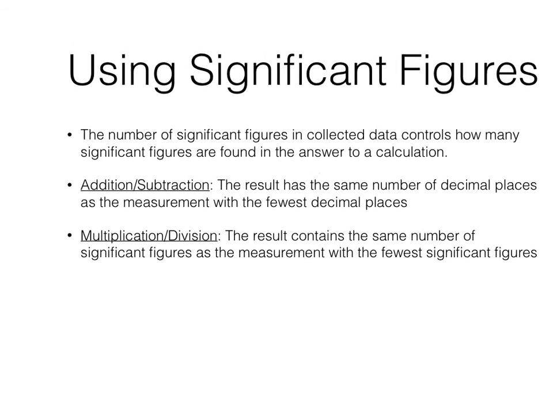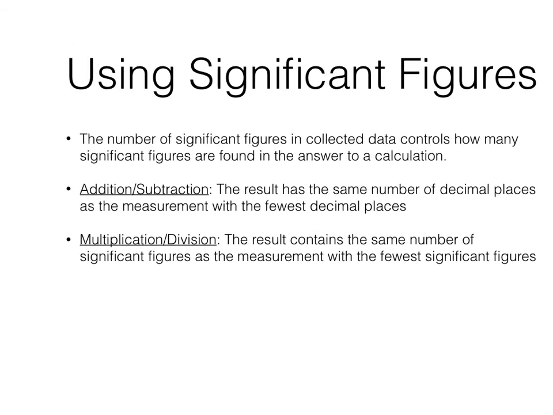So now we want to think about using them. In Gen Chem, we're mostly going to do addition, subtraction, or multiplication and division. The number of significant figures in the data controls how many are found in the answer. So for addition and subtraction, the result has the same number of decimal places. Now that's the trick. Decimal places as the measurement with the fewest decimal places. In multiplication and division, it's about the total number. The result contains the same number of significant figures as the measurement with the fewest.